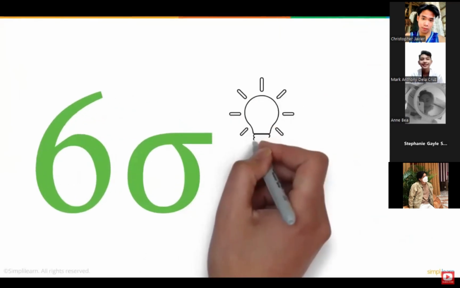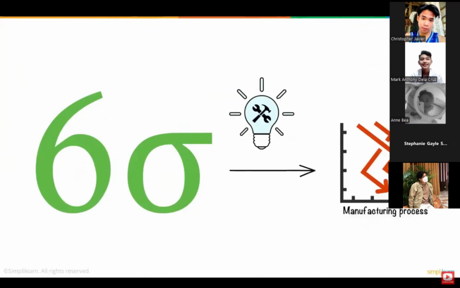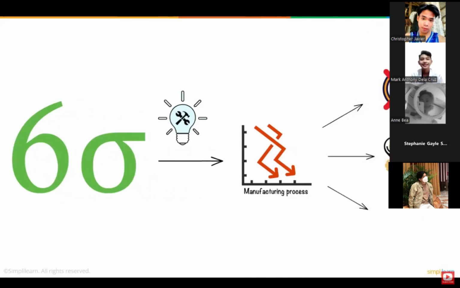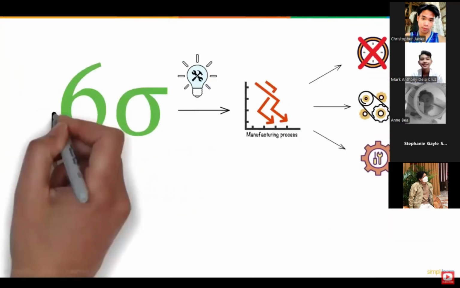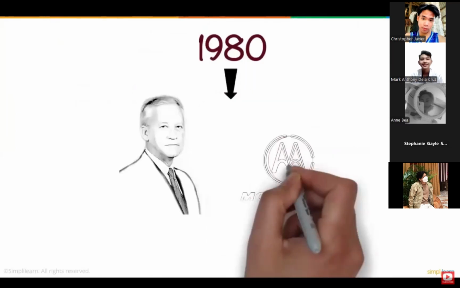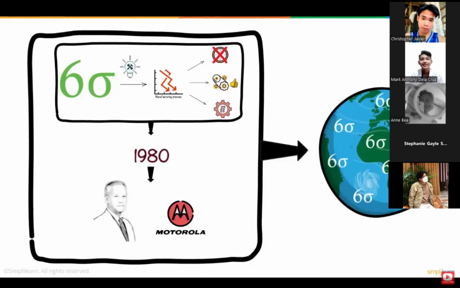Six Sigma gives you the tools and techniques to determine what's making the manufacturing process slow down, how you can eliminate the delays, improve the process, and fix further issues along the way. The concept was introduced in 1980 by Bill Smith while working for Motorola. Since then, Six Sigma has seen worldwide adoption.